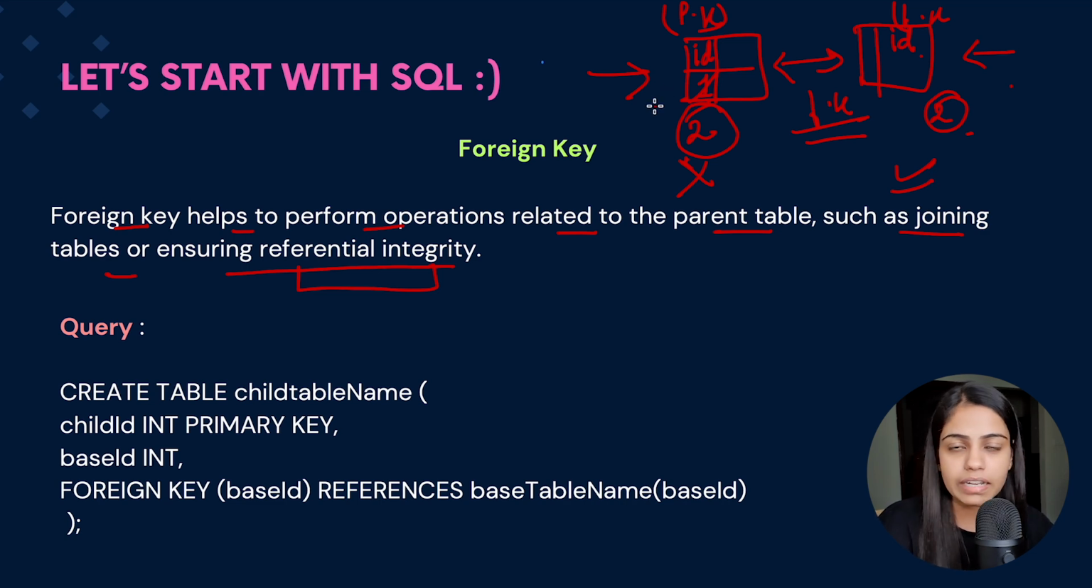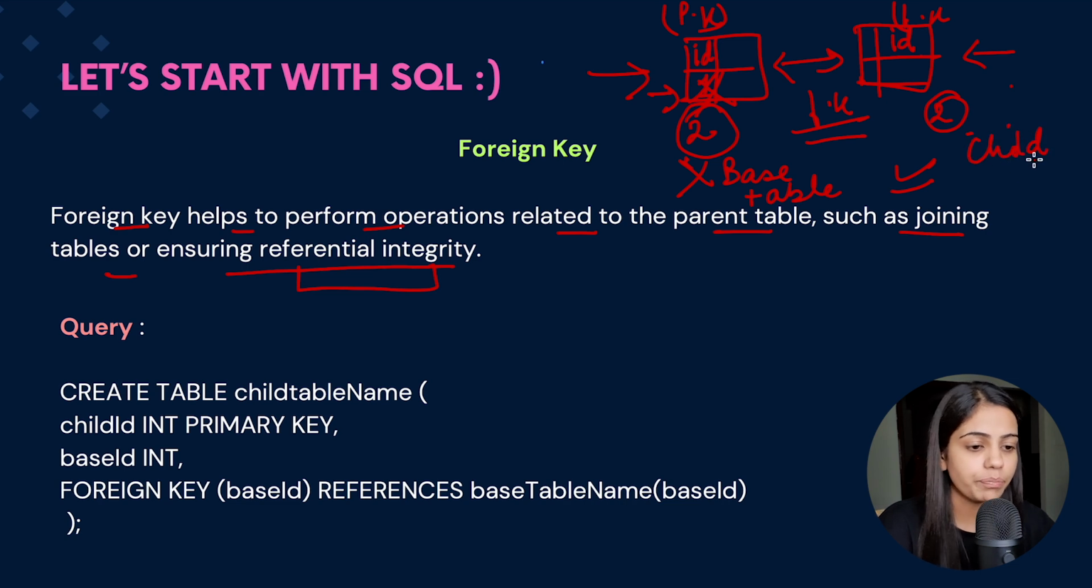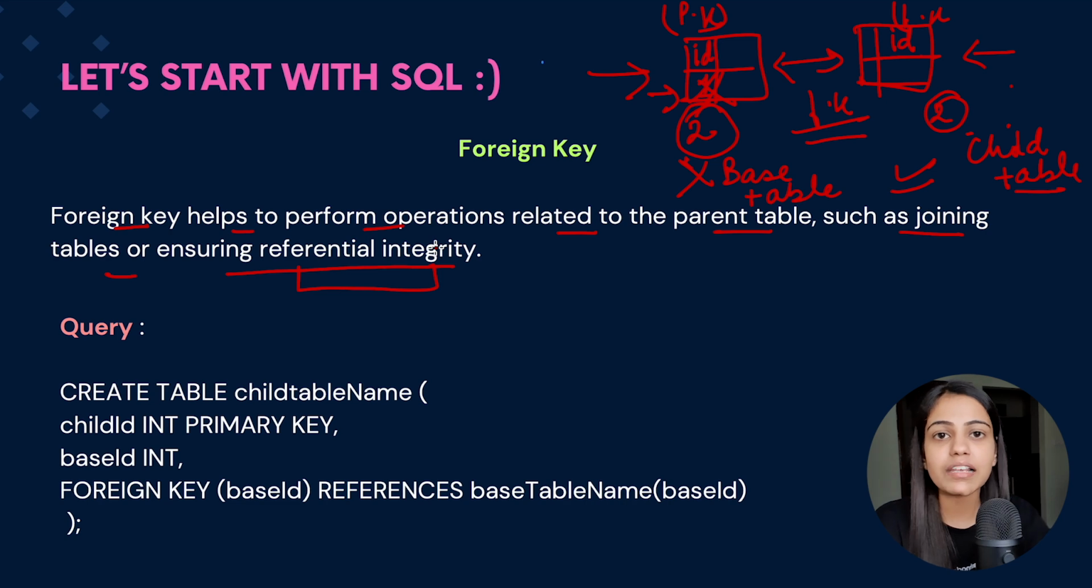So we need to maintain data consistency, so that if anything is updated or deleted here, the same should be done in the other table, or we can say the child table. So if any update or delete happens in the base table, that needs to be done in the child table. That is called referential integrity, basically maintaining the integrity of data in all the tables which have a relationship between them.